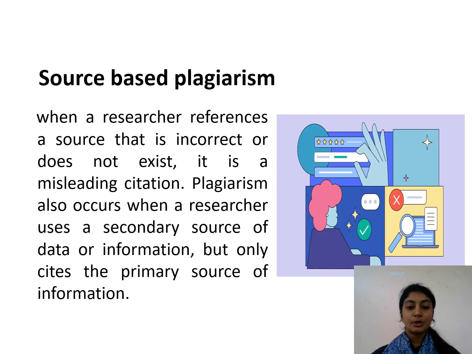Source-based plagiarism. Source-based plagiarism is when a researcher references a source that is incorrect or does not exist. It is a misleading citation. Plagiarism also occurs when a researcher uses a secondary source of data or information but only cites the primary source of the information. In this type of plagiarism, one is not citing the proper source, or is misleading with a citation, or you can also say misleading the readers by not citing the proper source or citing some source which does not exist at all. This type of plagiarism is called source-based plagiarism.